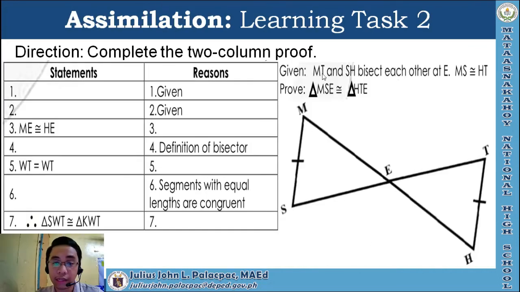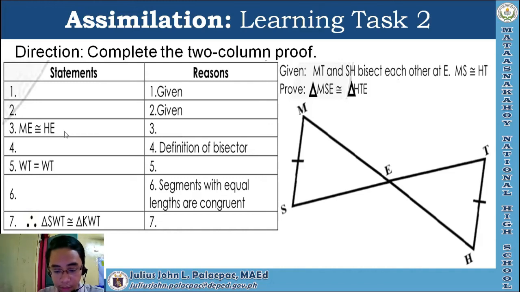Number 2, we have line segment MT and line segment SH bisect each other at E. Line segment MS is congruent on line segment HT. So, ilalagay natin yun sa given. Ito muna. MT and SH bisect each other at E, given. MS is congruent on HT, given din. So, kung papansin nyo, ME is congruent on HE. Yun ay definition of line segment bisector.